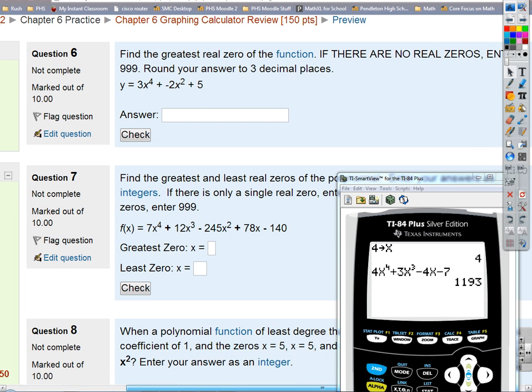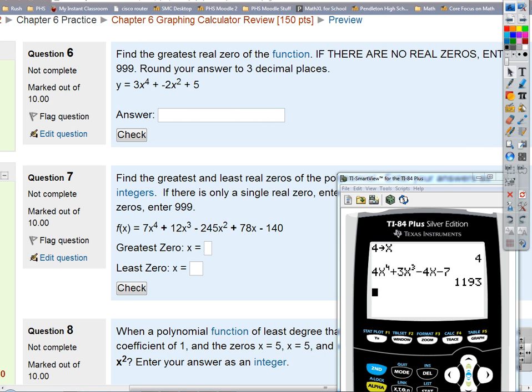Okay. Find the greatest real zero of the function. If there are no real zeros, enter 999. Now, this is great. You're loving this problem because all they're asking you for are the real zeros. Now, here's the thing you've got to remember about that. The real zeros on a graph always correspond to what?